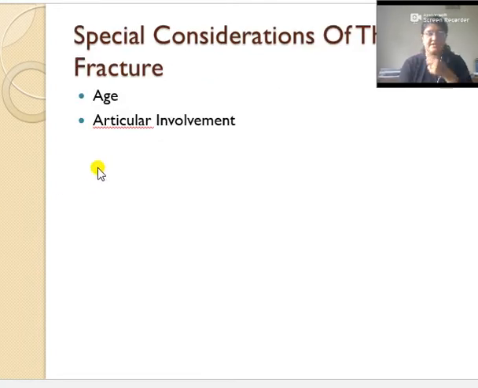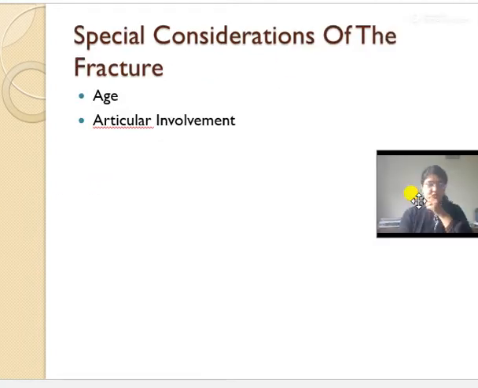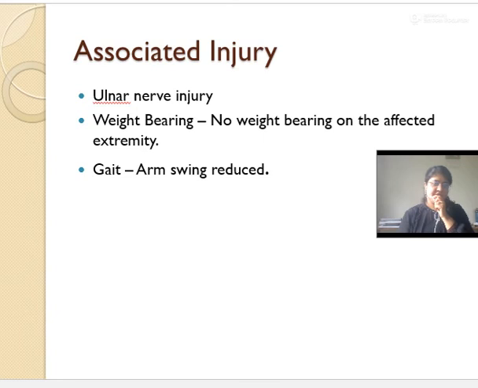So special considerations of the fracture will involve age and articular involvement. Like I said, if the patient is of old age, then the rehabilitation time will be longer. The patient will have less tolerance for bearing the physiotherapy treatment, because mobilization will hurt him. So we have to educate the patient properly, and we have to counsel him in each and every session. And if the articular involvement is there, and if the patient is of young age, then the growth of the joint might be hampered. So these were the special considerations.